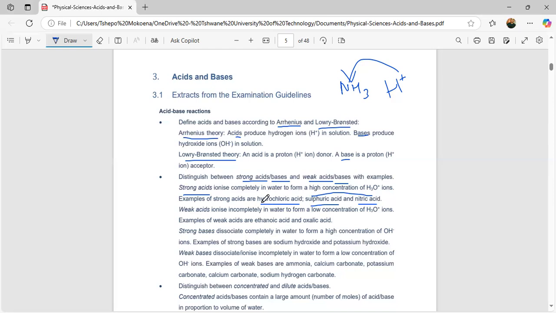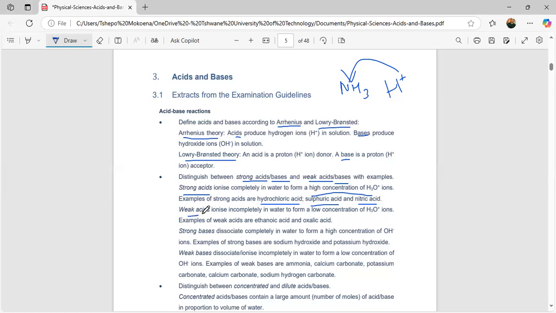So these are just a few examples of strong acids. If you take hydrochloric acid and add it to water, it will ionize completely, and that water will have a high concentration of hydronium ions, meaning a high concentration of H3O+ ions. The same applies to sulfuric acid as well as nitric acid.